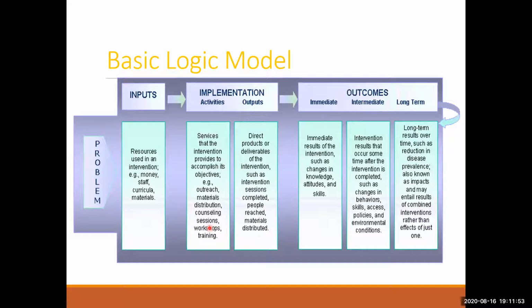This activity will lead you to a small result, the output, which is a direct product or deliverable of the intervention, such as intervention sessions completed, people reached. So this will also be counted by numbers. Giving trainings for 10 people, 8 people from 10 people, which is our target.